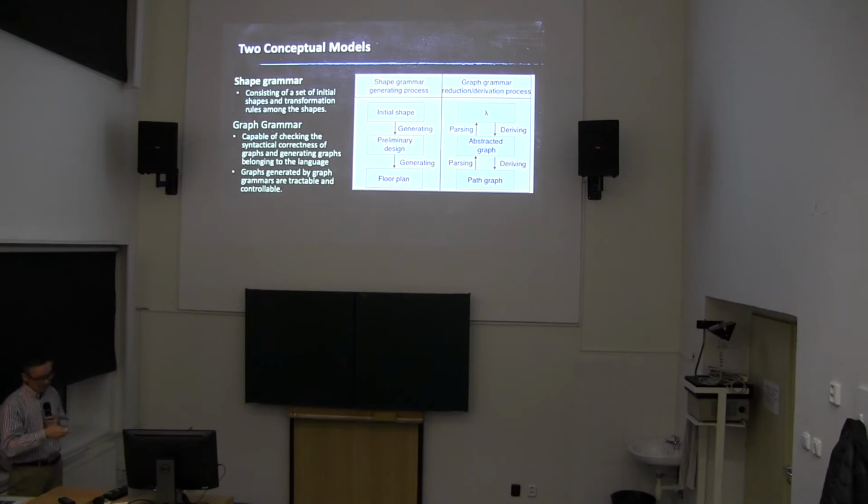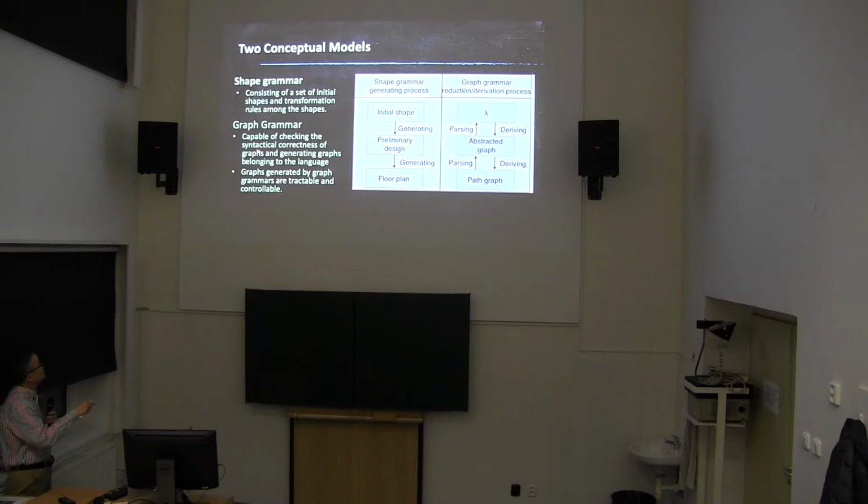So that is the reason we introduce graph grammar to do the job. To summarize this conceptual framework, shape grammar consists of a set of initial shapes and transformation rules among the shapes. It goes in one direction, generating from an initial design to a floor plan. The graph grammar works in both directions. You start from the empty graph and derive, which is the same as generating. Then you come back and verify, which means parsing. So that's why this is two-directional, and it's more useful.